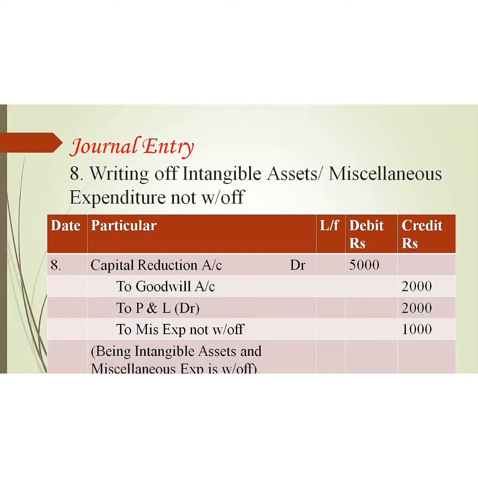Write off intangible assets, miscellaneous expenditures not written off. When I write off the assets or when I write off anything from the asset side, it is a loss to the organization, so debit all the expenses and losses to capital reduction account. So capital reduction account is debited to goodwill, to profit and loss, to miscellaneous expenses. The total is 2,000, 2,000, 1,000, that is 5,000, and therefore the journal entry is capital reduction account debited by 5,000.